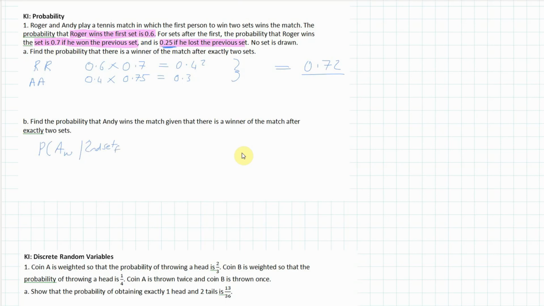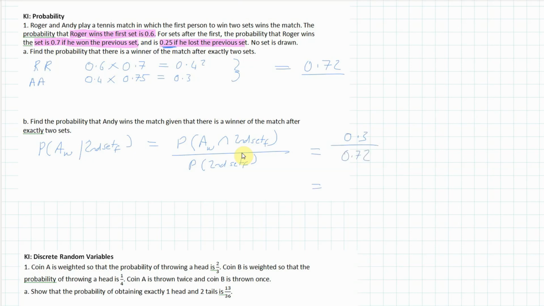Second set finish. Okay, that's my attempt at writing this out in notation. So that means we want the probability of Andy winning intersection with the second set finish over the probability of a second set finish. Now, on top, Andy winning and a second set finish is 0.3, I think, wasn't it? That's what we found there. And the probability of a second set finish is 0.72, which we found out in the previous question.